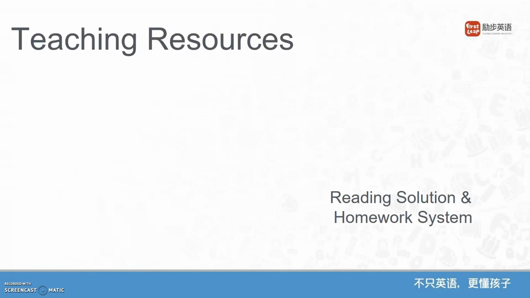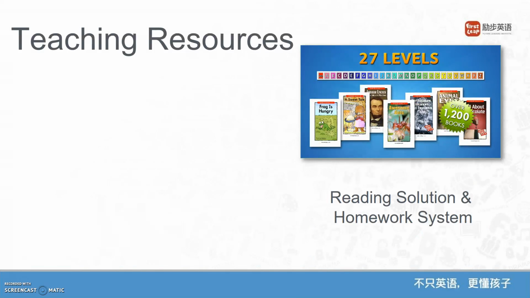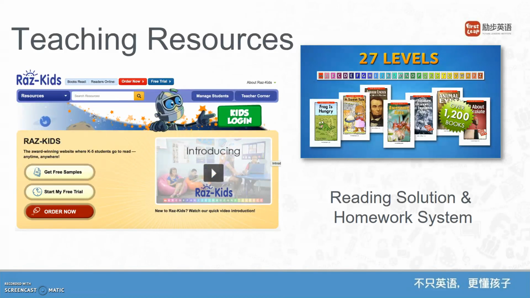Other resources used in the curriculum include the A to Z leveled reading system with 27 levels to help English learners develop reading skills. Students are given reading assignments as homework to help them develop their reading and language skills. To see where this is located or to learn more about this, you can go to www.readinga-z.com.